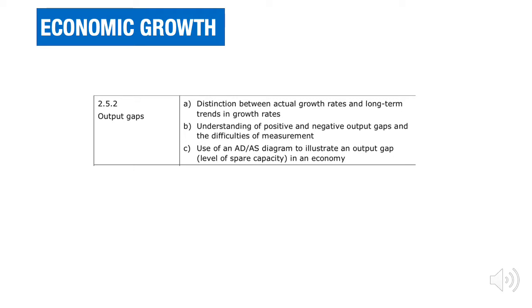Here we are again. So we're going to finish off the section on economic growth by looking at output gaps. By the end, you should be able to do the following three things. Distinguish between actual growth rates and long-term growth rates. Look at what a positive and negative output gap is, and appreciate these are difficult to measure and illustrate using AD/AS analysis.